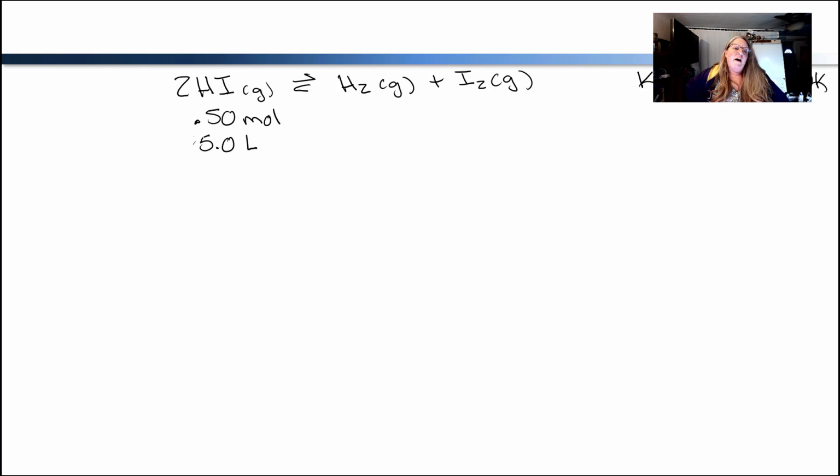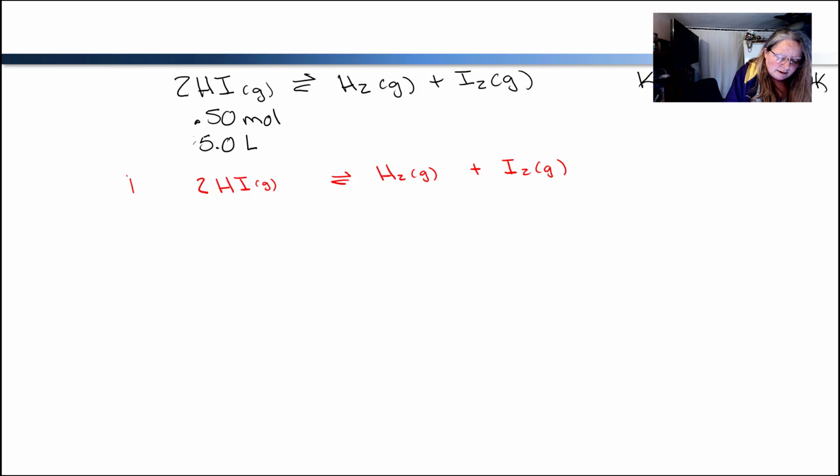We have 0.5 moles in a 5-liter flask, and we know what our equilibrium constant is at 300 K, 0.016. And we want to know what are the final concentrations of everything at equilibrium. And so let's set this up. The R part is to go ahead and write our chemical equation. 2HI gas goes to H2 gas and I2 gas. That is my R.